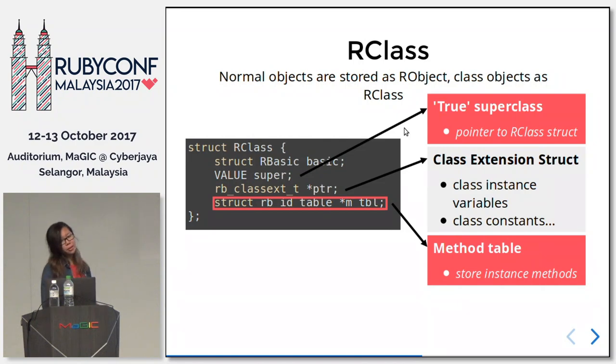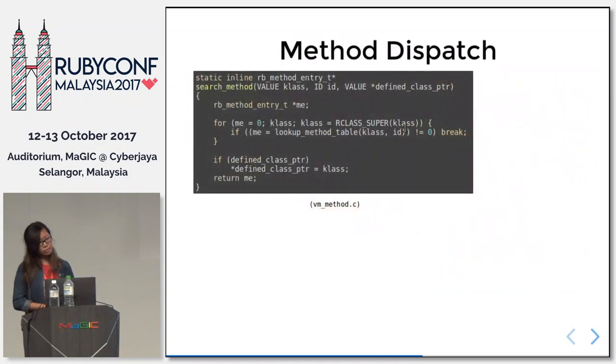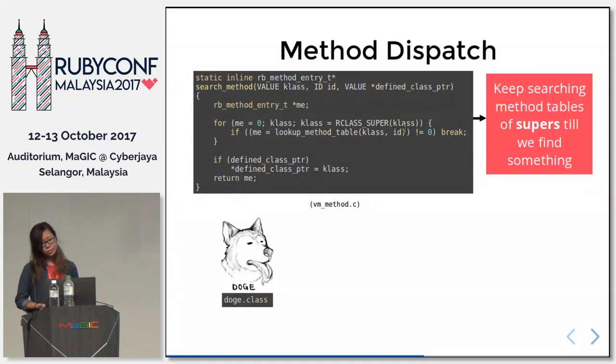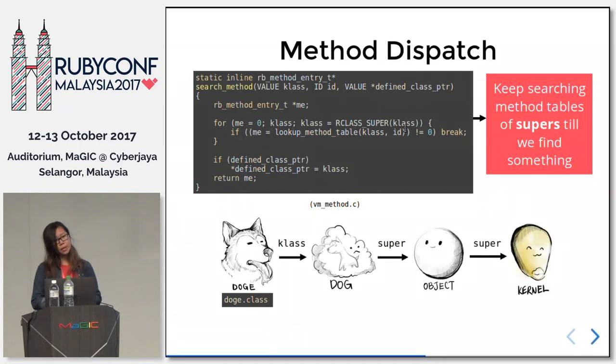And so if you talk about method dispatch, this C function is where the key logic happens over here, right? In this for loop, we're basically saying, keep searching the method tables of my supers until I find the method with the corresponding name. And so if you call the method class on Doge, this is the chain of RClass structs whose method tables you will be looking up. Except, not quite, right? You notice there's a bit of a complication from Kernel, because Kernel is not a superclass of Object, it's a module that's mixed into Object. But somehow it finds its way into the super chain over here. And we'll see more clearly how that happens when we talk about modules later on.